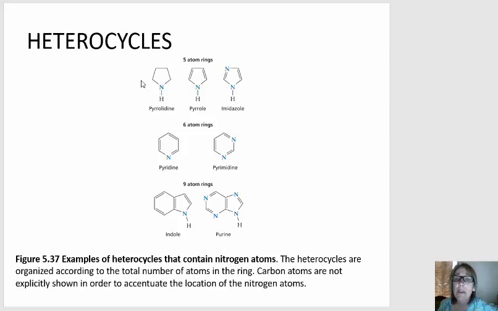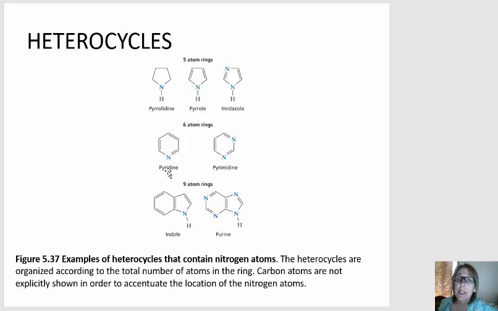If there are 5 atoms in the heterocycle and only 1 nitrogen, and all of the bonds are single, that's known as a pyrrolidine. If there are 5 atoms in the ring, 1 nitrogen, and 2 double bonds, that's known as pyrrole. If there are 5 atoms in the ring and there are 2 nitrogens separated by a carbon and also 2 double bonds, that's known as imidazole.